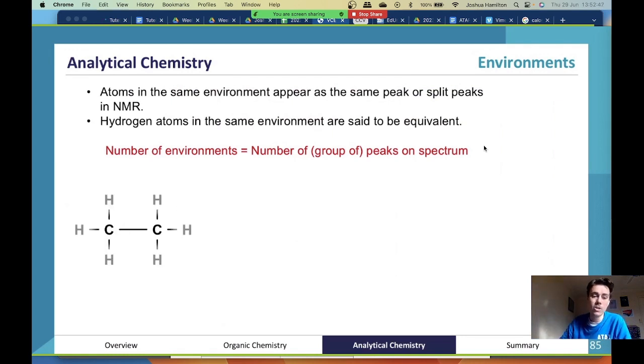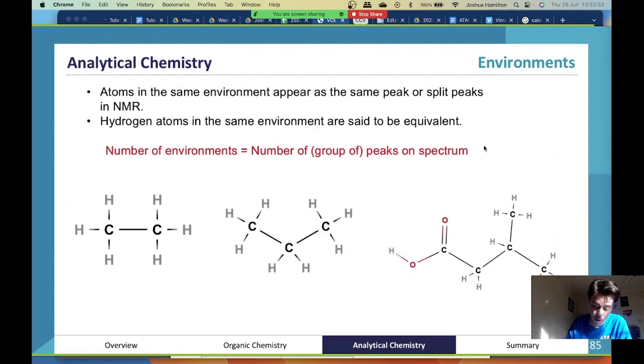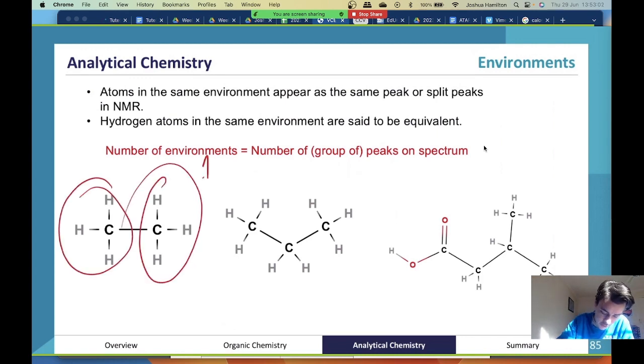So you've got a molecule here, which is just ethane. How many hydrogen environments are there? Well, there's 1. We're going to go through all of them. So how many hydrogen environments are there here? Well, if we look at this, this is identical to this. So there is one hydrogen environment.